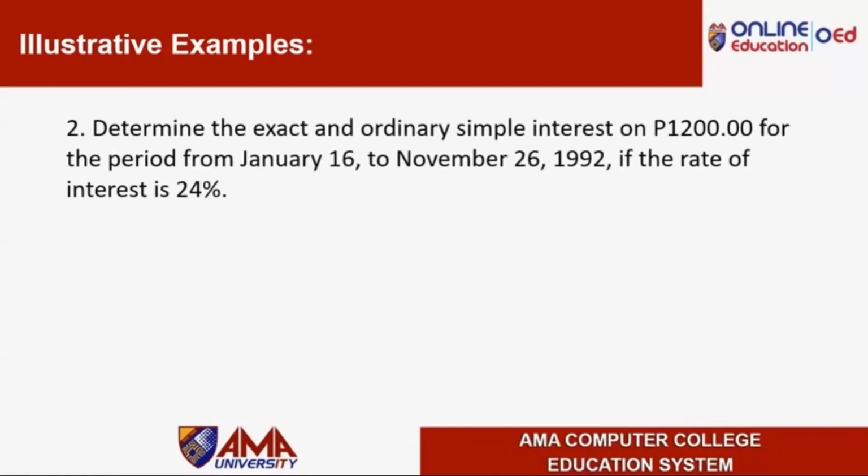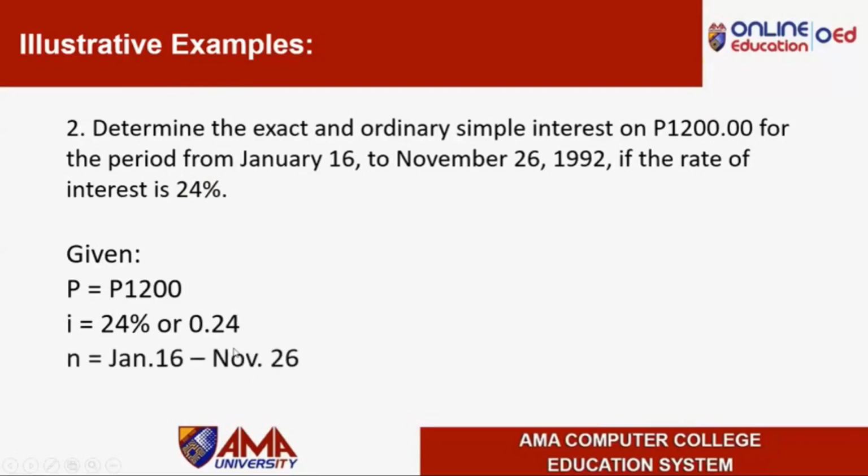Okay, next example. Determine the exact and ordinary simple interest on 1,200 pesos for the period from January 16 to November 26, 1992, if the rate of interest is 24%. Of course, given, we have the principal, which is equal to 1,200. Interest is equal to 24% or 0.24. And of course, N is January 16 to November 26.